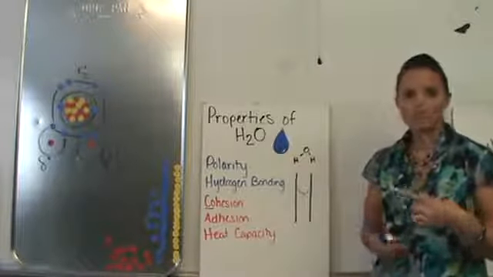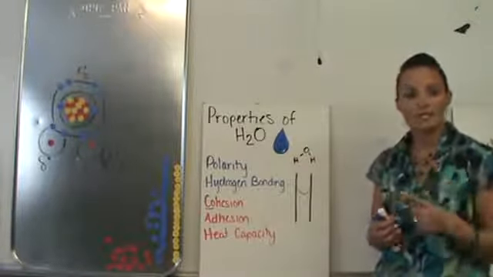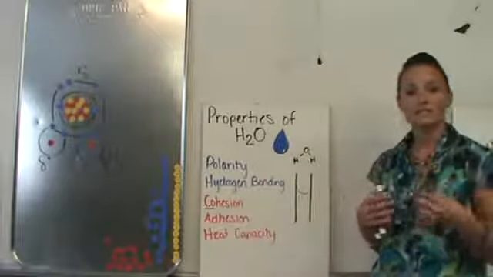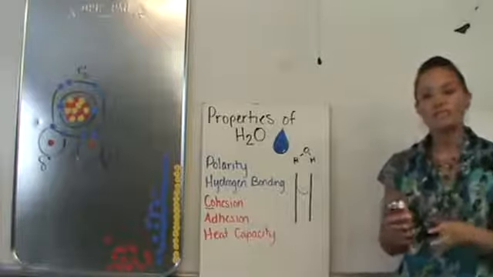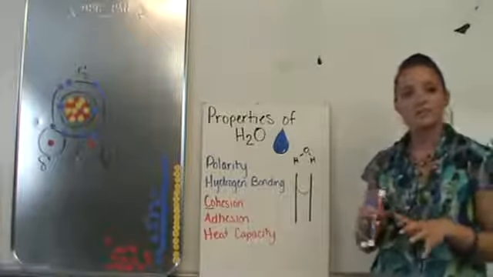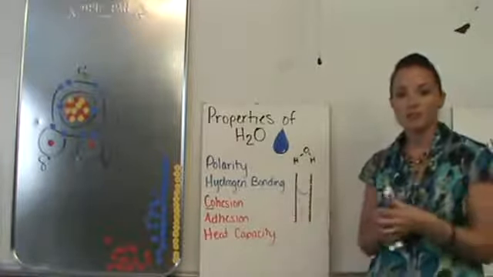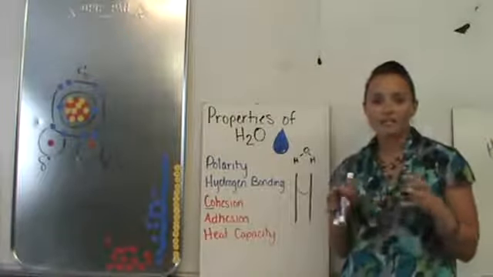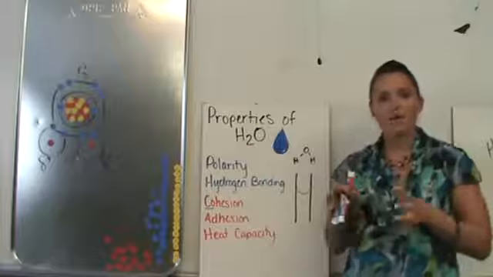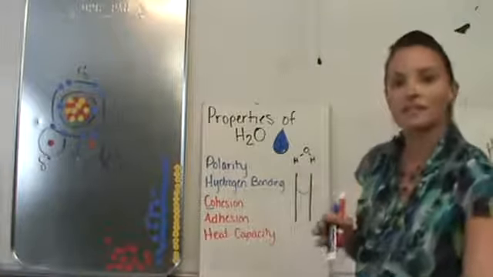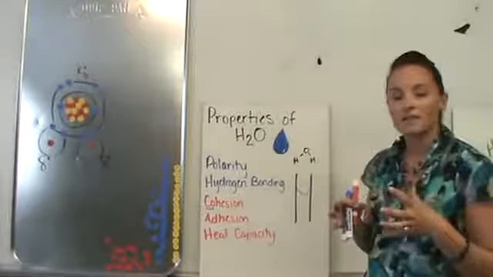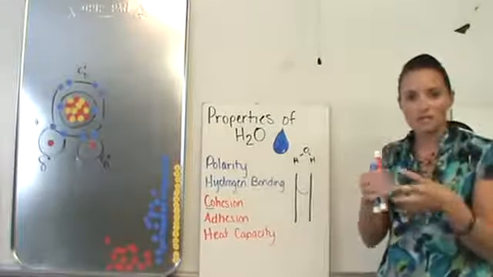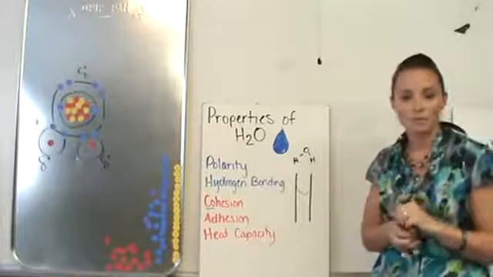First of all, when water freezes, ice is actually less dense than liquid water. Usually it's the other way around. Usually when something goes from a liquid to a solid, it becomes more dense. However, water is actually less dense when it is in the frozen state due to the hydrogen bonding. It allows spaces within the water molecules.